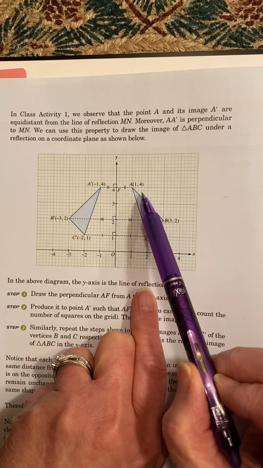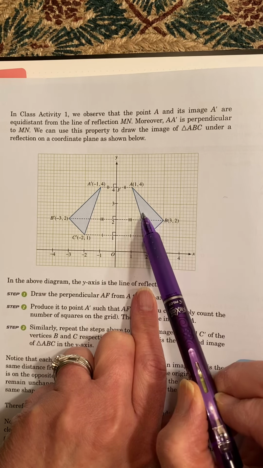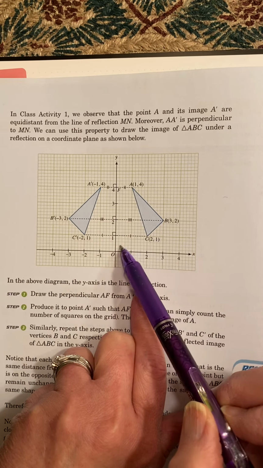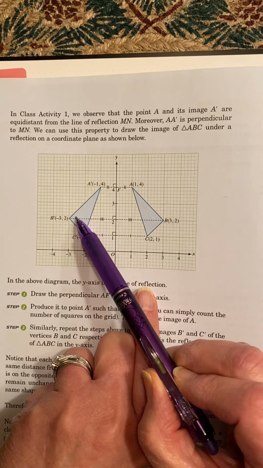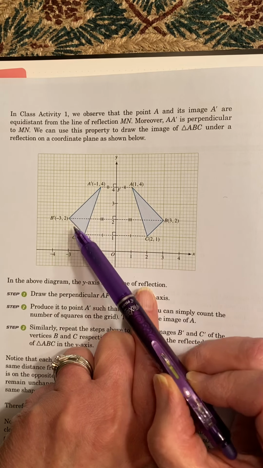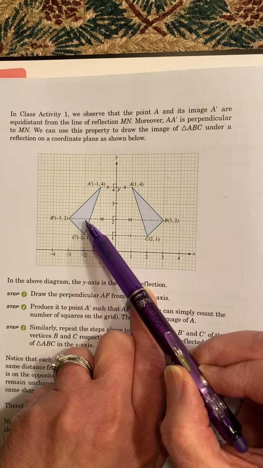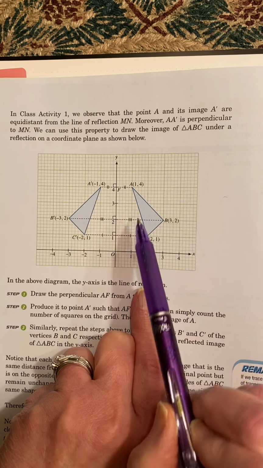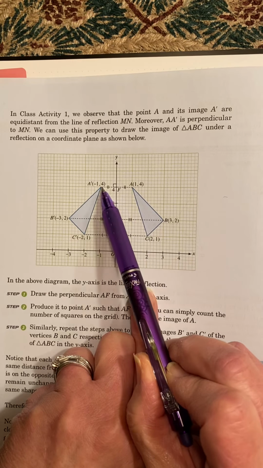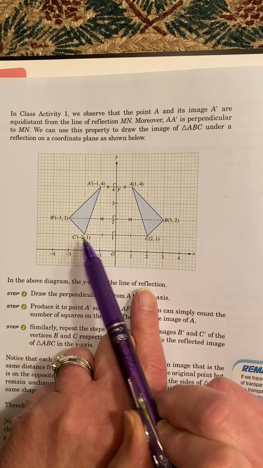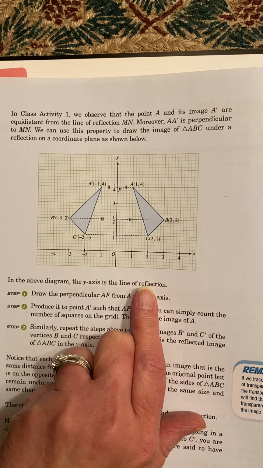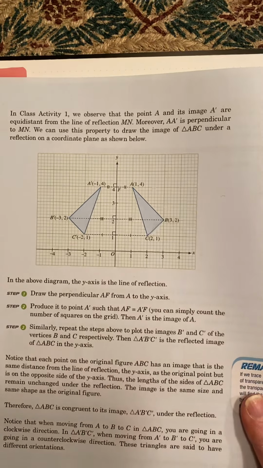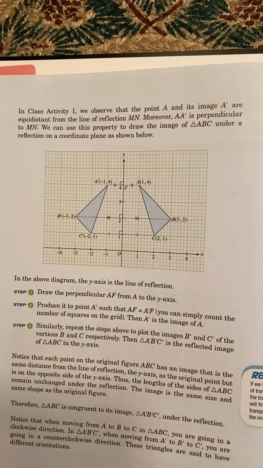So this is the original. X is the line of symmetry, or the line of reflection. And I have the mirror image right here, or what they call the image, or the reflection, there. So that perpendicular business is just making sure that these are exactly straight across from each other. And that's all it is, basically. So let's go on now to the next point.